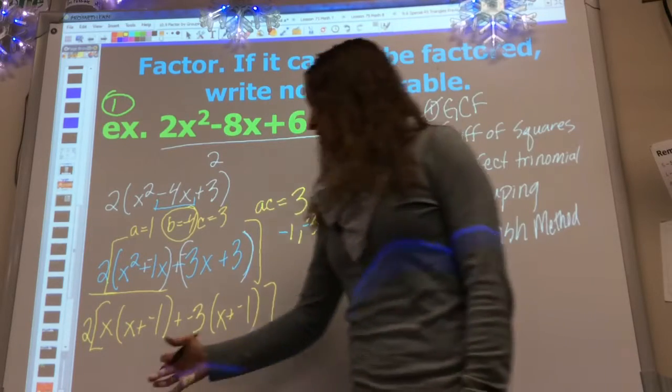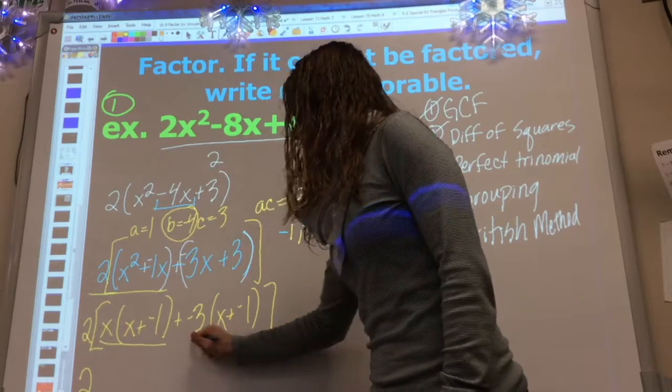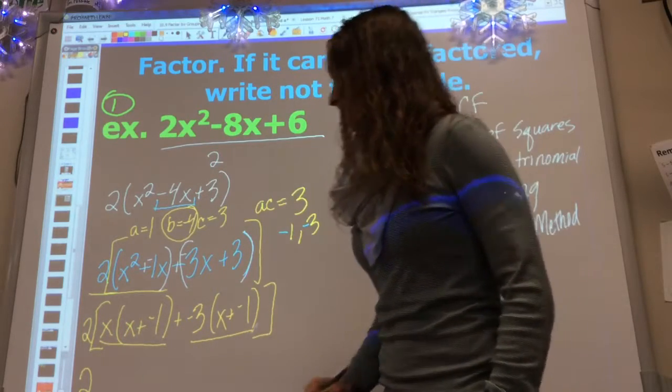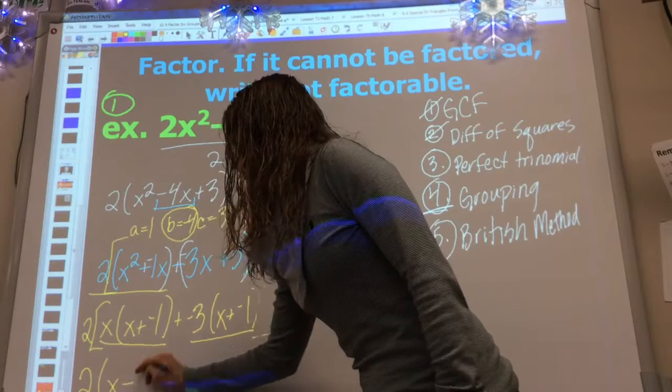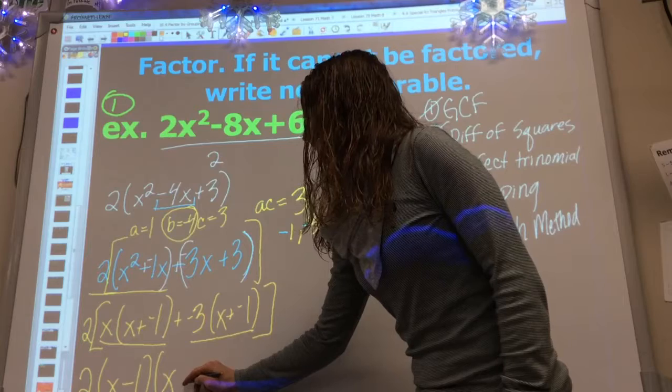Okay. So then check this out. Our last step then is this. Do you see what's in common with both of these? What do we got? X minus 1. Great job. What are we left over with? 2x minus 3. Yeah.